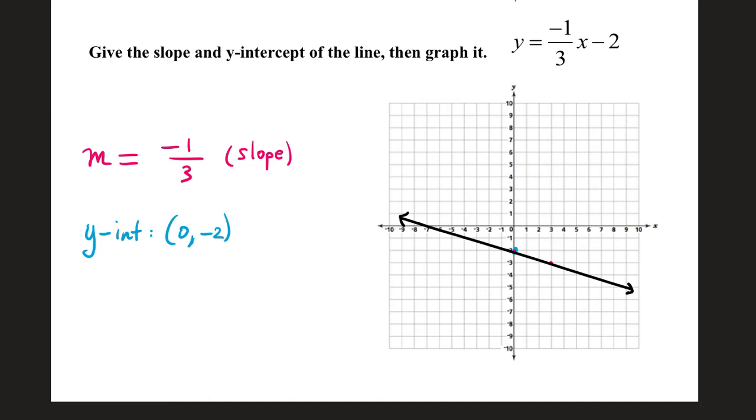The graph of a line is the visual connection of all ordered pairs that satisfy the equation. There's way too many to list, so the graph is the visual connection of all ordered pairs that satisfy your equation.